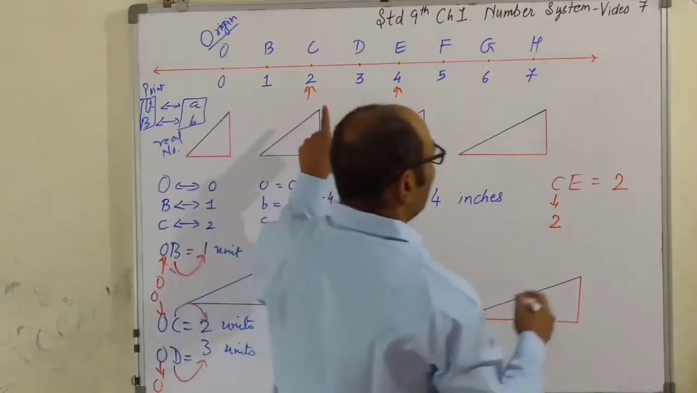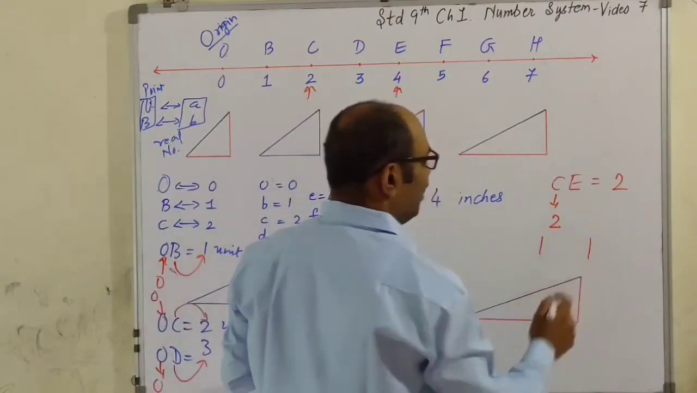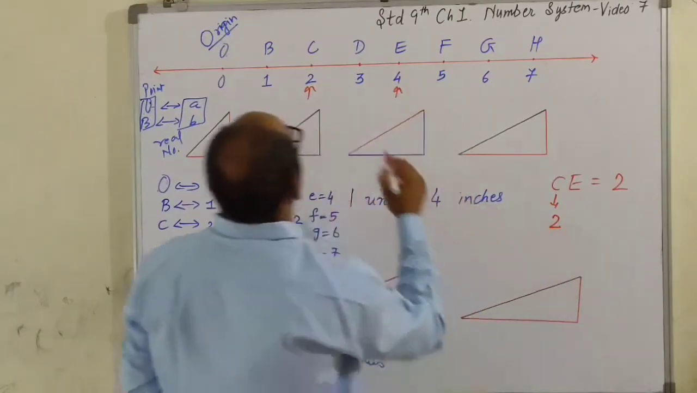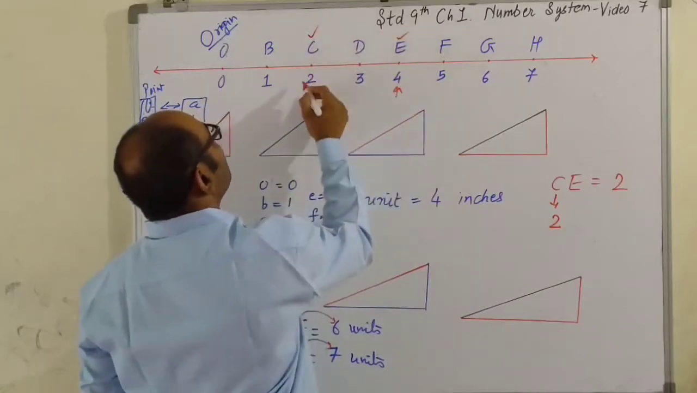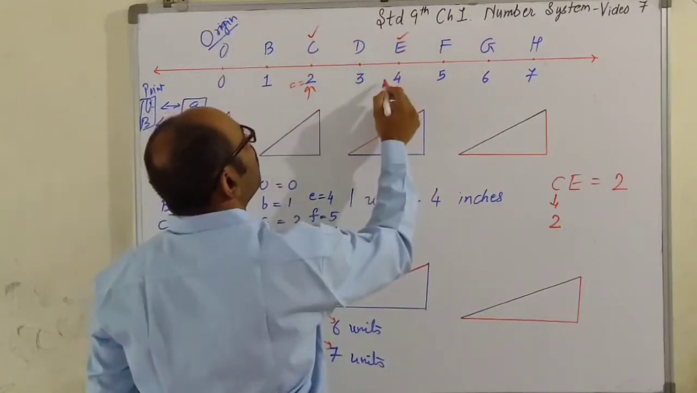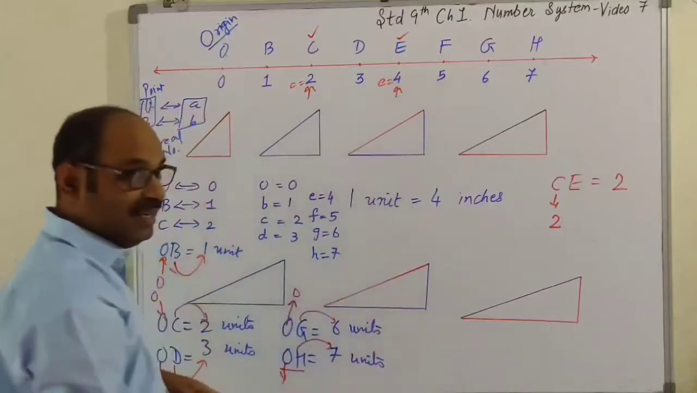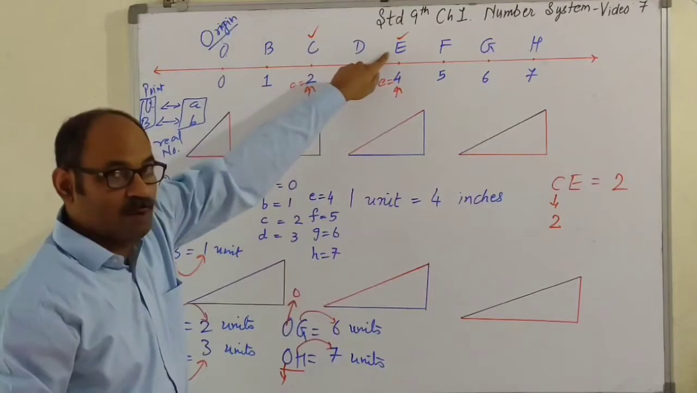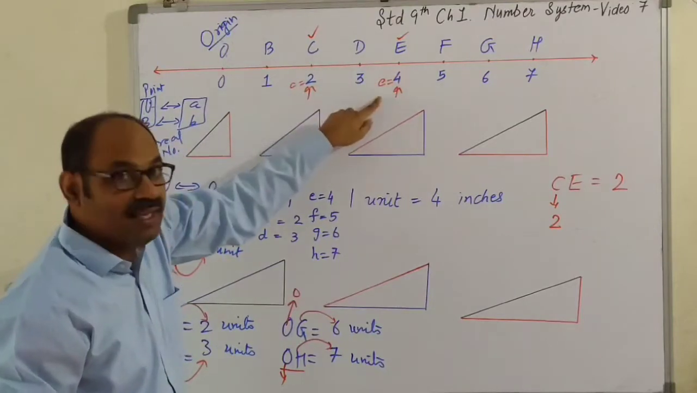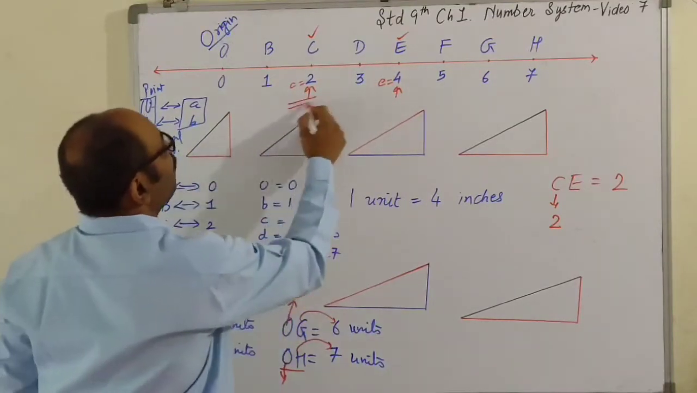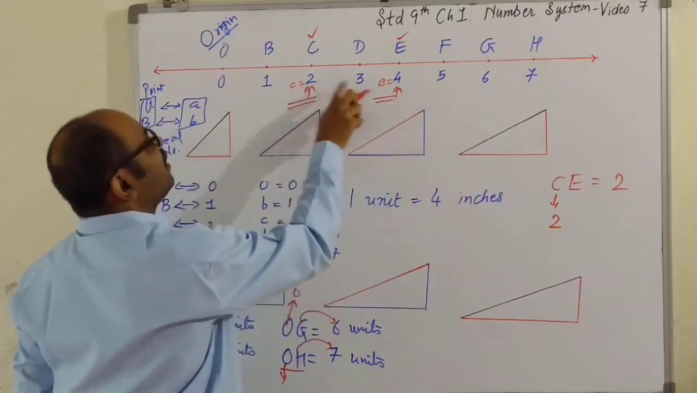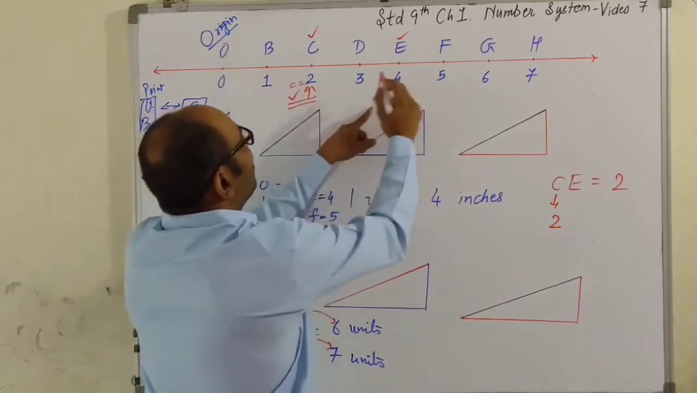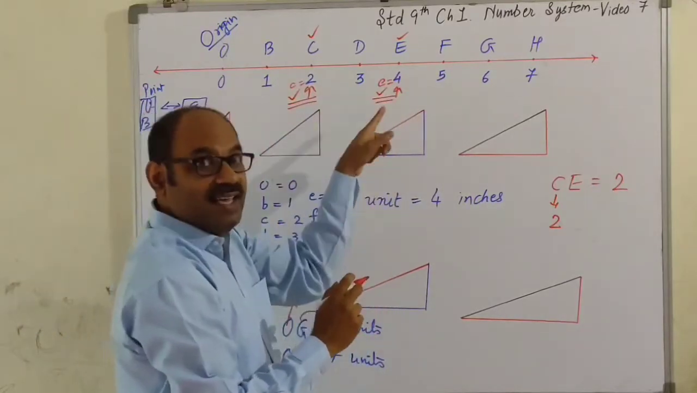Look, CE is from C and E. This is small c and this is small e. As I said, the real number corresponding to point C is small c. The real number corresponding to point E is small e. From the number line, which is bigger, C or E? C is to the left of the number line, E is to the right. So which is bigger? E.